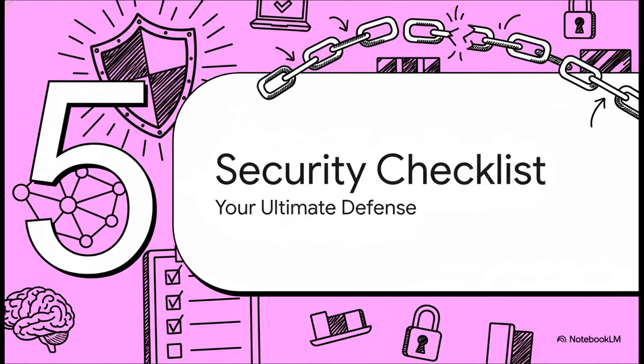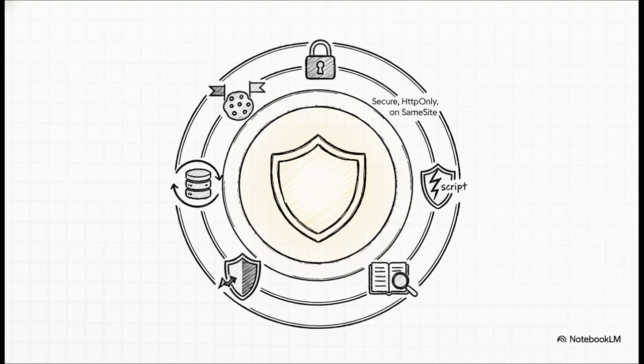Okay, we have gone through the threats, we've gone through the defenses. Let's put this all together into one ultimate checklist. This is what a robust modern session security strategy really looks like. The most crucial takeaway here is that good security is all about layers. It starts with, number one, encrypting everything with HTTPS, no exceptions. Then you harden the cookie with those Secure, HttpOnly, and SameSite flags.